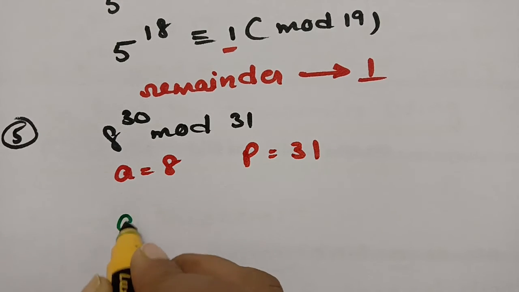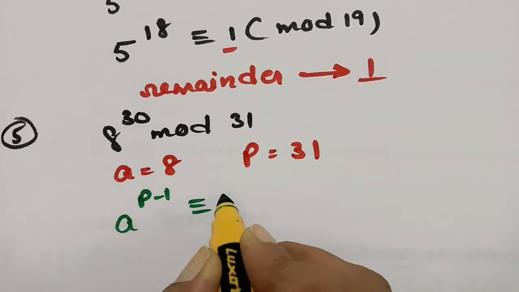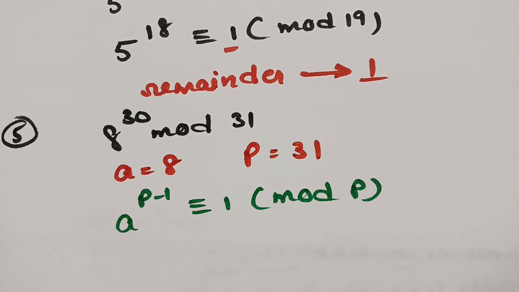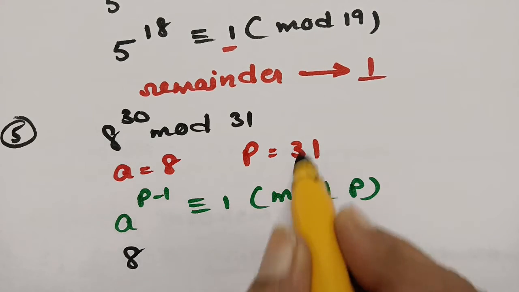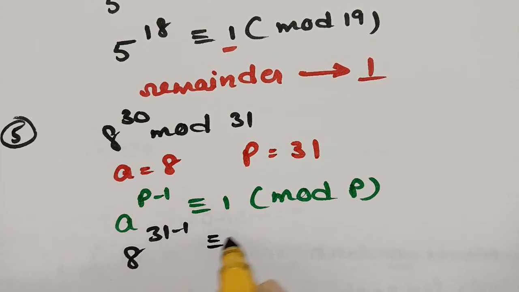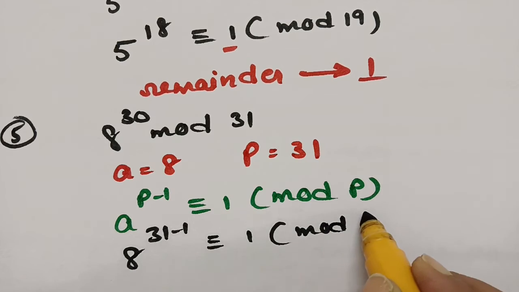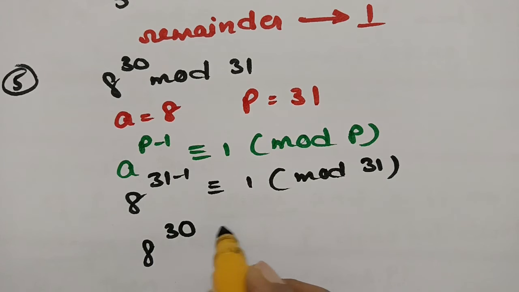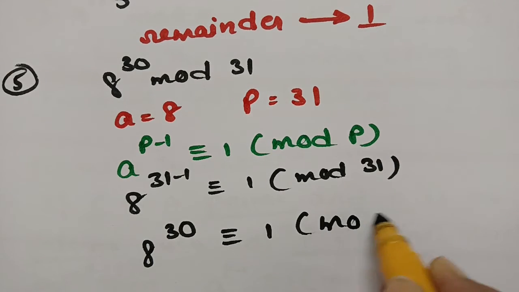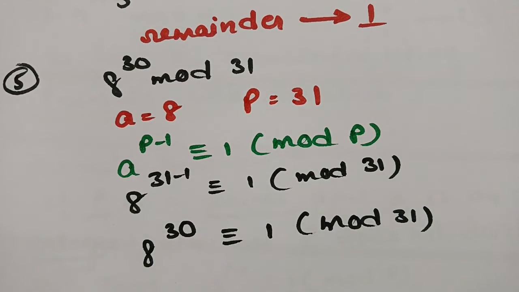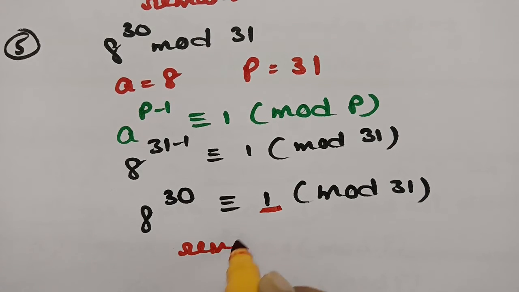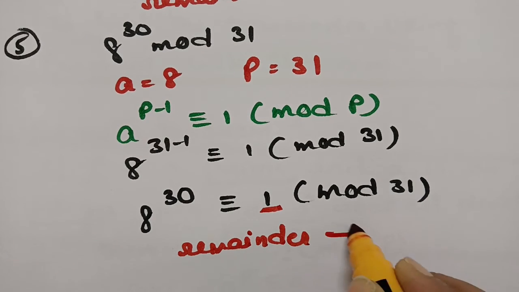According to Fermat's little theorem, a power p minus 1 is congruent to 1 mod p. If I substitute a value as 8 and p value as 31, then 8 power 31 minus 1 is congruent to 1 mod 31. So if you observe 8 power 30 divided by 31, what is the remainder left? 1. The remainder value is 1.